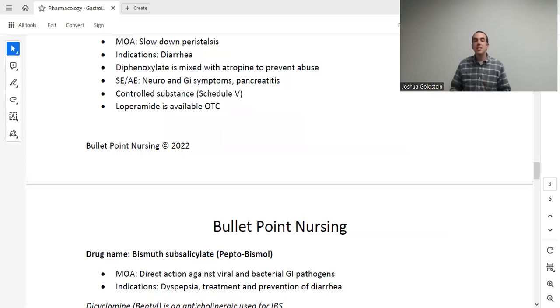Next, we have bismuth subsalicylate, very famously known as the pink drink or Pepto-Bismol. The mechanism of action here is it takes direct action against viral and bacterial GI pathogens. So what it does is if there's something in our GI tract that's causing us to have diarrhea, this will hopefully bind to it and inactivate it so that the effect of that pathogen, the diarrhea, ceases. What do we use this for? We use it for treatment and prevention of diarrhea, and we use it for dyspepsia. Dyspepsia is a constellation of symptoms, nausea, indigestion, etc. This medication is also available over the counter. It's relatively safe to use, very, very popular, and has minimal side effects.